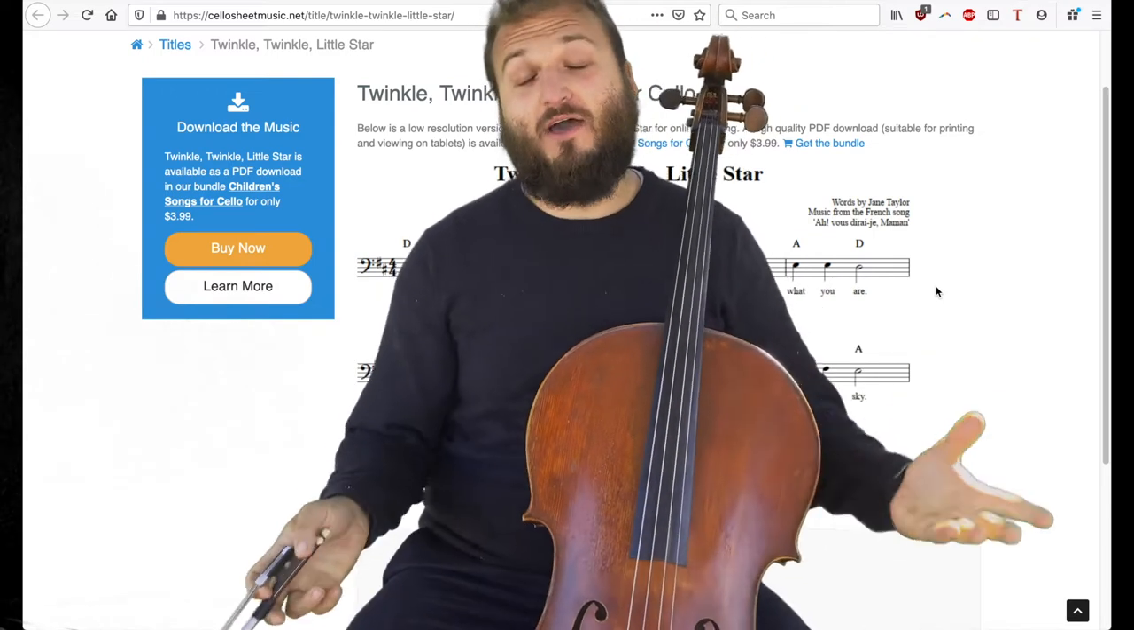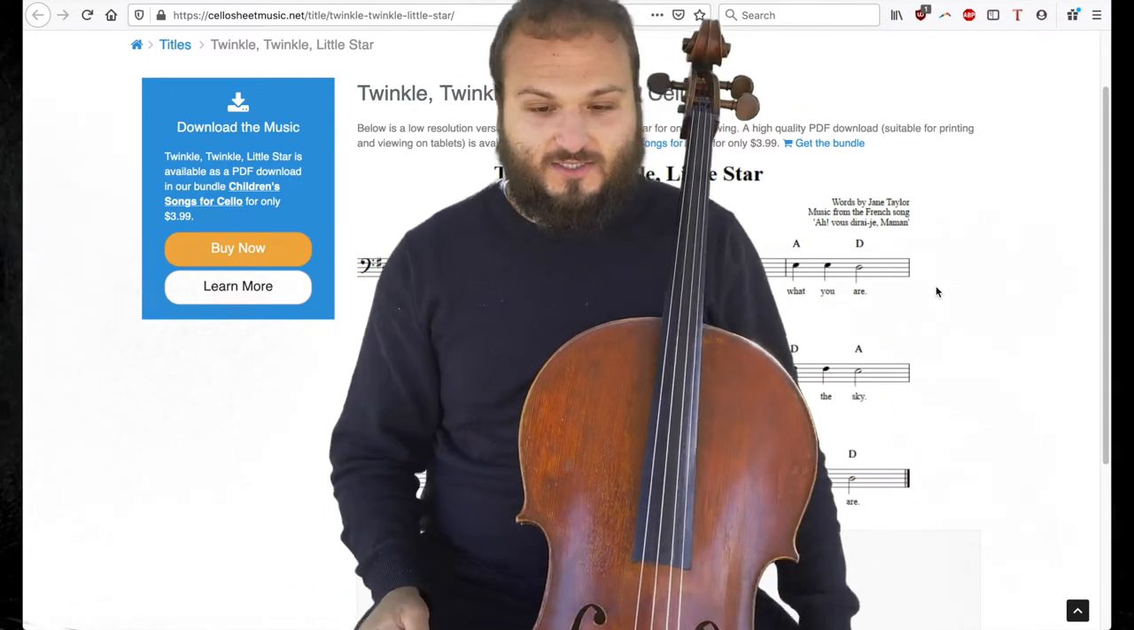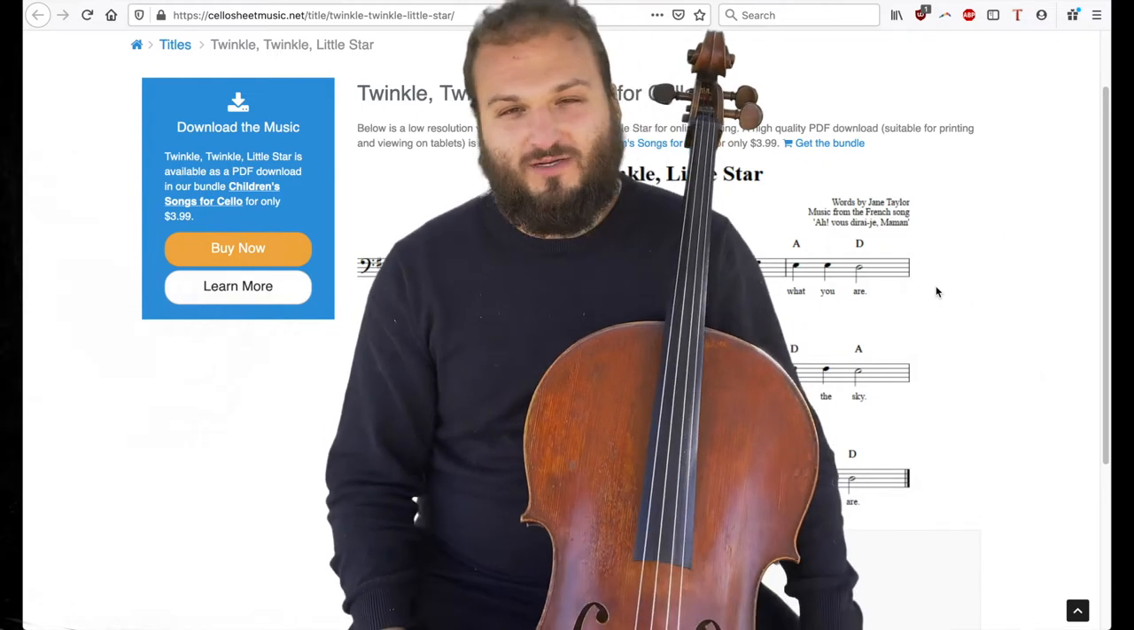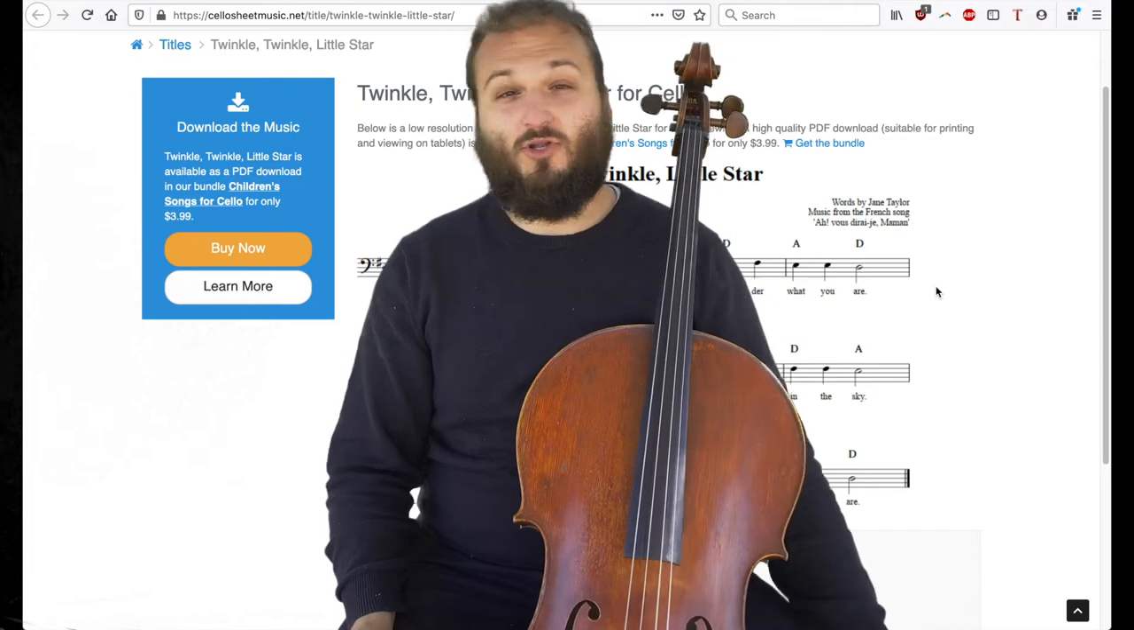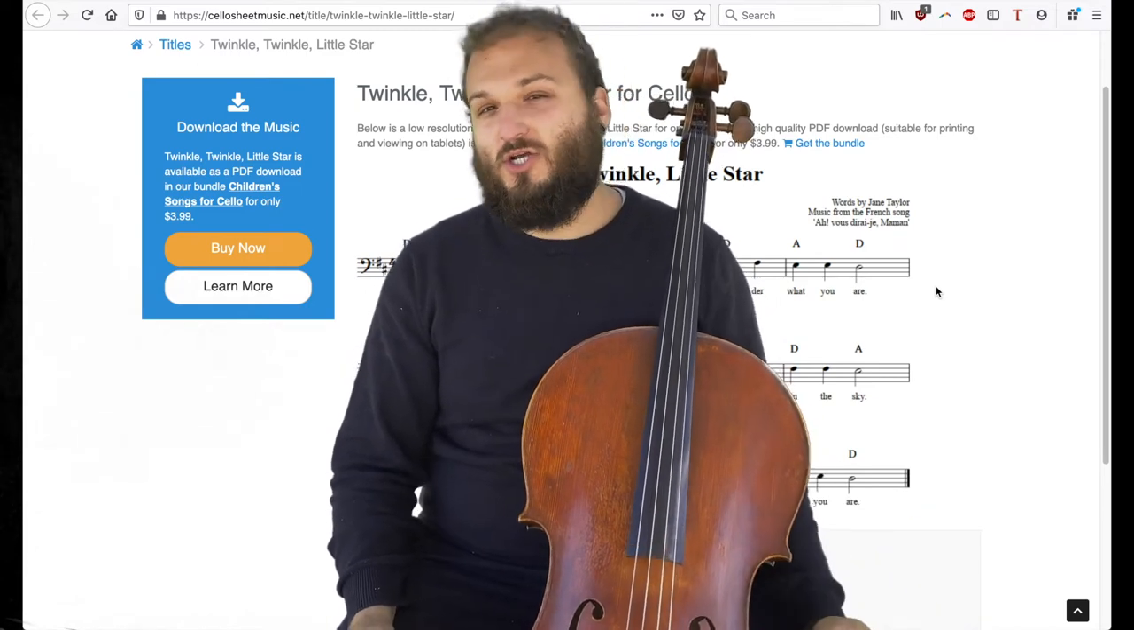Today, I want to talk about how to read sheet music for beginner cellists. How do you know what notes are being played? How do you interpret the notes on the page? How do you learn sheet music on your own? We're just going to go over the basics here.